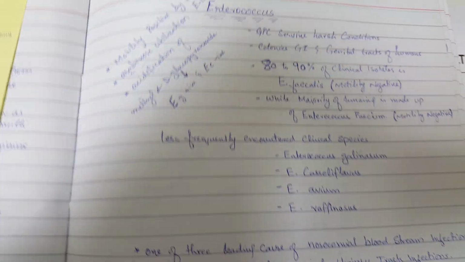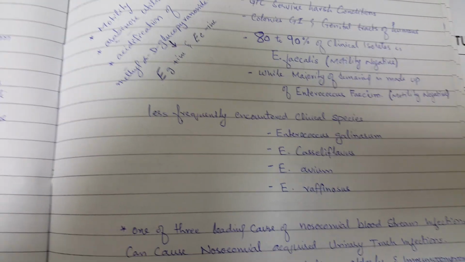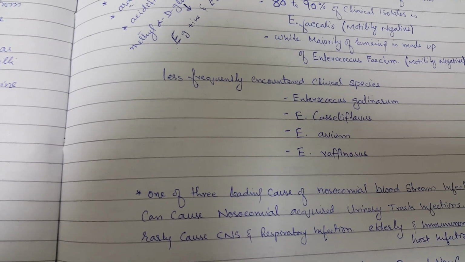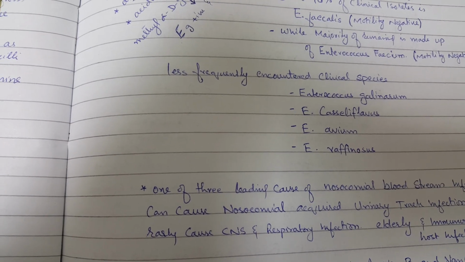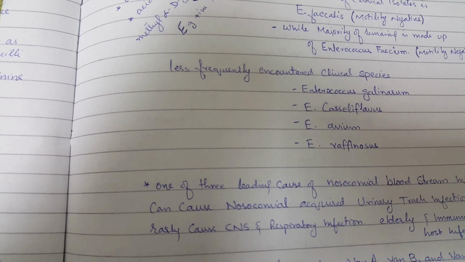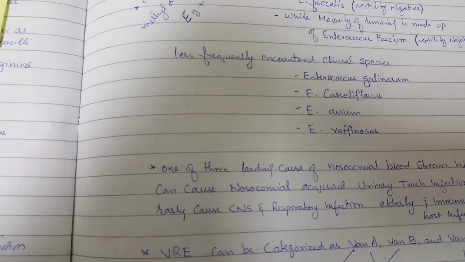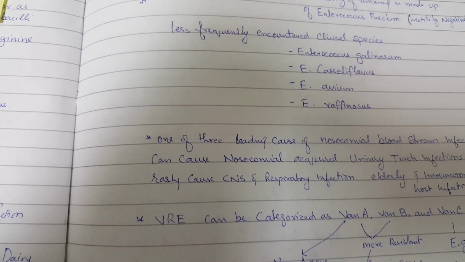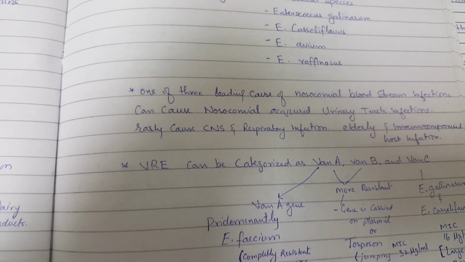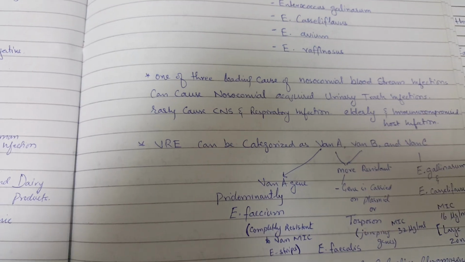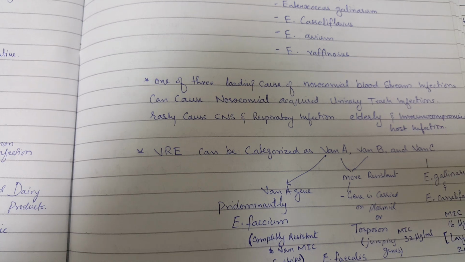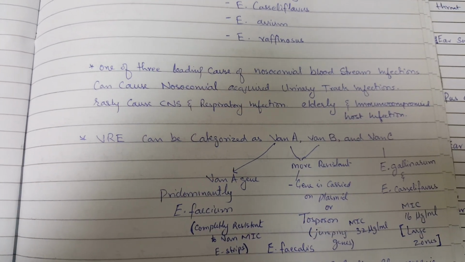There are some other organisms in this group that are less frequently encountered in clinical specimens, that is Enterococcus gallinarum, Enterococcus casseliflavus, Enterococcus avium, and Enterococcus raffinosus. It is one of the three leading causes of nosocomial bloodstream infection and urinary tract infection, and is rarely isolated from central nervous system and respiratory infection, especially in elderly and immunocompromised hosts.